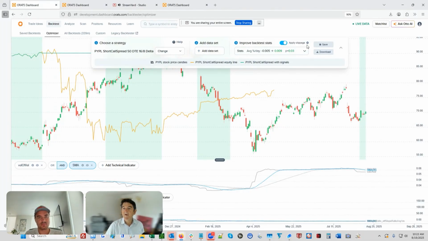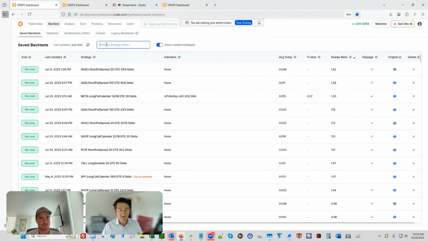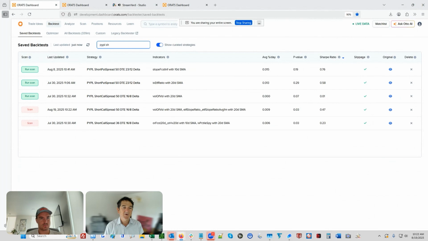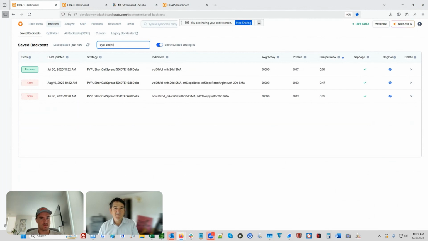Yeah. So now what we do, we save this, right, Tyler? Yep, saving it. And then you're going to go to the trade ideas or to the saved. Downloading it downloads the entry and exit days, and then you could see what those are. And we have a backtester that works on entry and exit days, so you can prove it to yourself. But that's what that means. So we've saved it. So the 50 DTE and PayPal. So then it's in my saved backtests, and then here's PayPal, and then I could just say short call spread. So we have a few already.